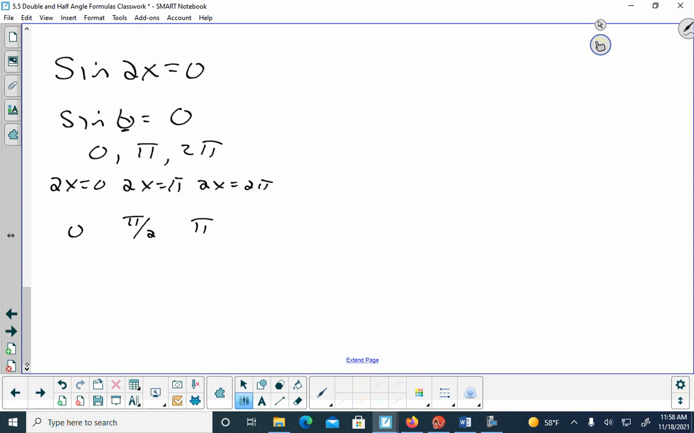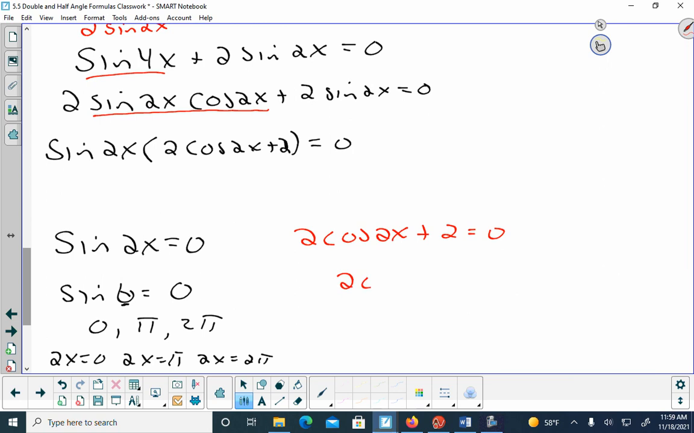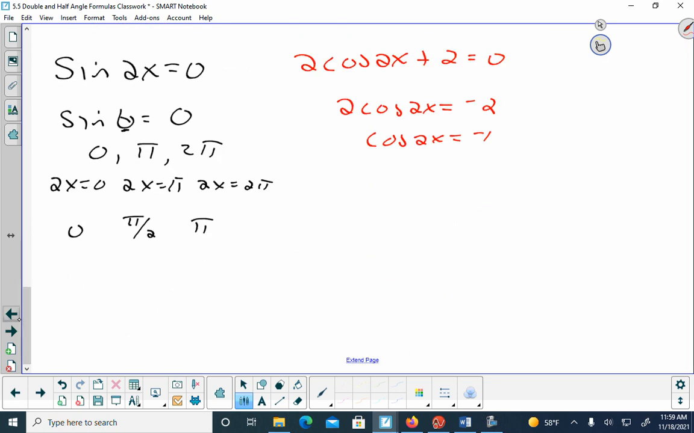Yes, ma'am. I'm going to subtract 2, so 2 cosine 2x is equal to negative 2. Divide both sides by 2, negative 1. So then I ask myself, when is the cosine equal to negative 1? And that happens at pi. So then I'm going to say 2x is equal to pi, so x is equal to pi over 2, which I already had that answer from over here. You will never get one that hard, ever. Moving on.